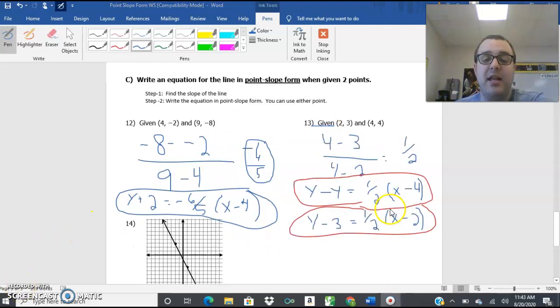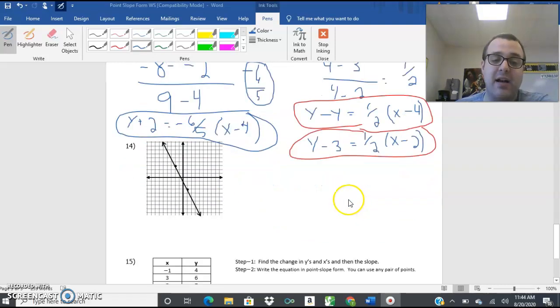All right, ladies and gentlemen, and here is my answer. So you see I wrote down both kinds of equations you could have got. You should have gotten a slope of 1/2. And then if you chose to use 4, 4, the 4 goes in here and the 4 goes in there. If you chose to use 2, 3, the 2 goes in there and the 3 goes over here. And again, it does not matter which point you pick. You will end up with the same equivalent equation. They'll look different, but as you'll see later, if we turn them both into slope intercept, they are the same equation.